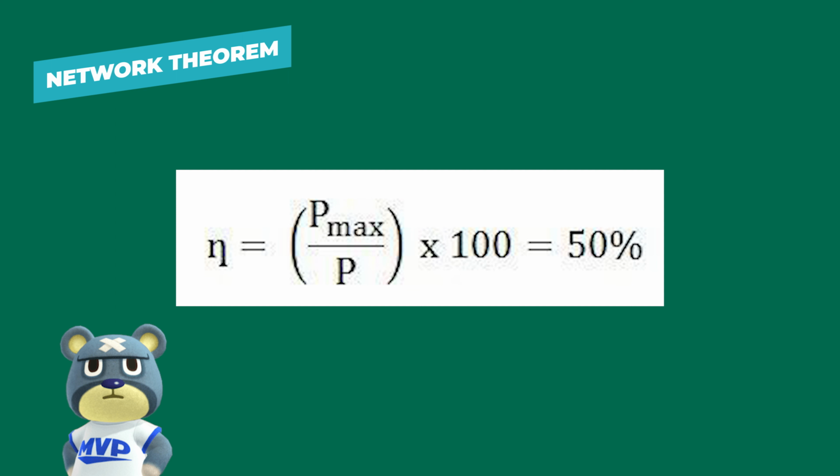And in electrical power transmission systems, the load resistance is sufficiently greater than the source resistance, so it is difficult to achieve the condition of maximum power transfer.